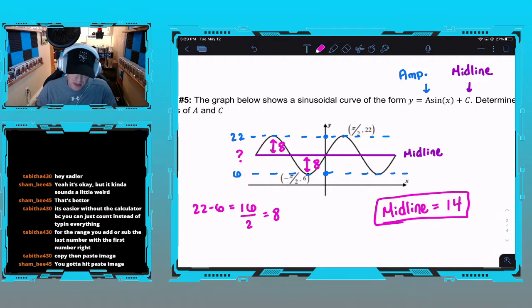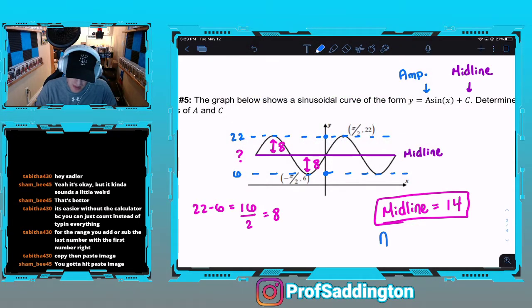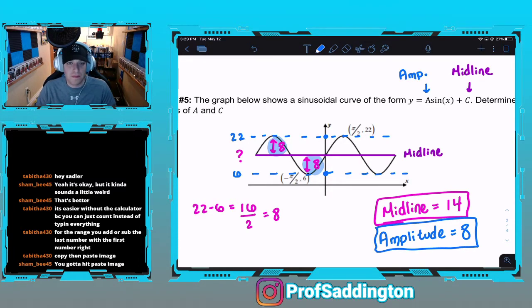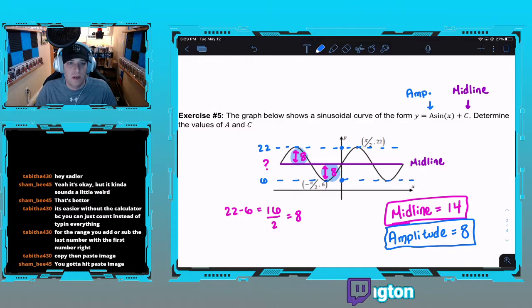I also need to know the amplitude, but we already did the amplitude. The amplitude is how high up you went and how low you went. And it has to be the same number, which is what we did right here. We said that we had to go up and down 8 from the middle. So our amplitude would be 8. Okay? So this is working a little bit backwards, but what we're doing is going back and using just the average. We have to subtract the highest and the lowest, and then we just divided it by 2.